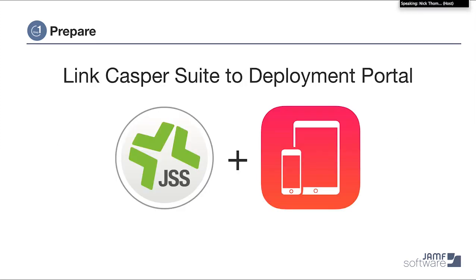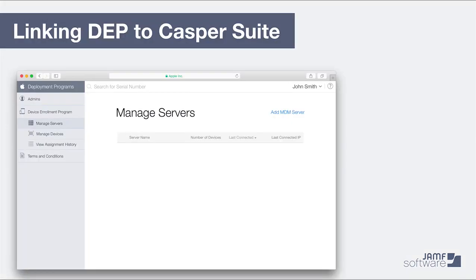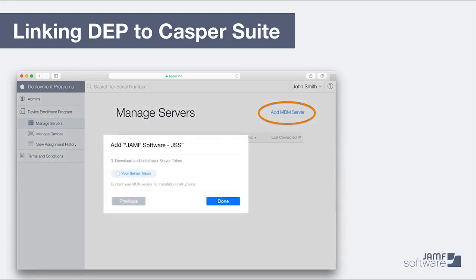So, after signing up for Apple's deployment programs and creating your Apple ID and building out your Wi-Fi network, we now need to link the JSS to your DEP and VPP accounts. Let's take a look at how that process works. Here we are back on the Deployments portal page, and we're going to click on the Add MDM Server button. Next, we're going to download what's known as a server token from Apple, which we'll upload to the JSS.